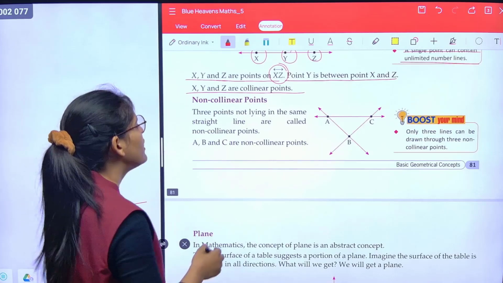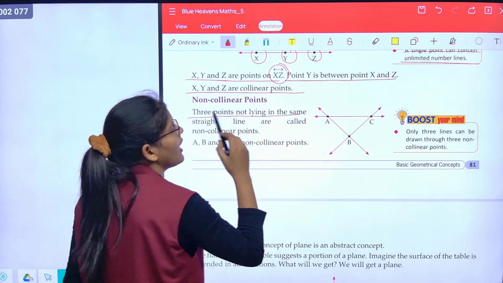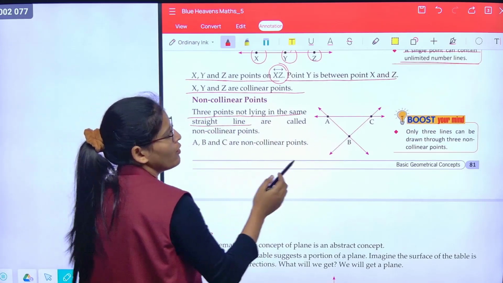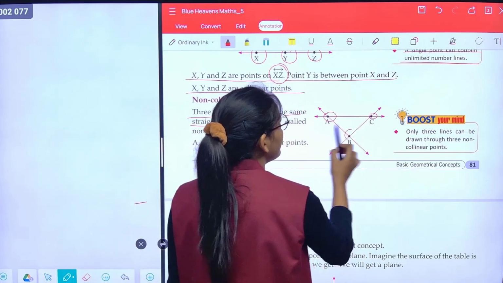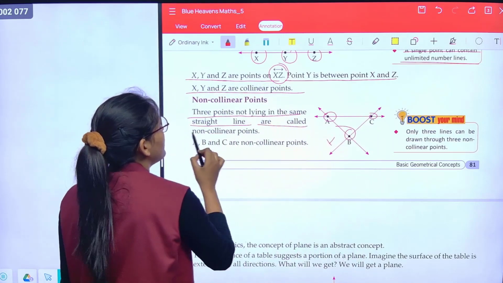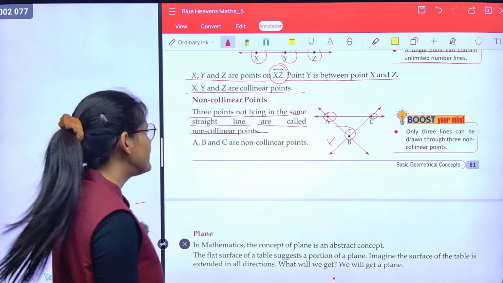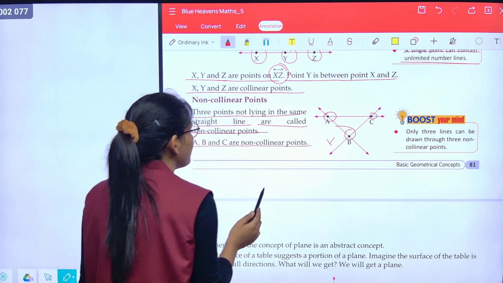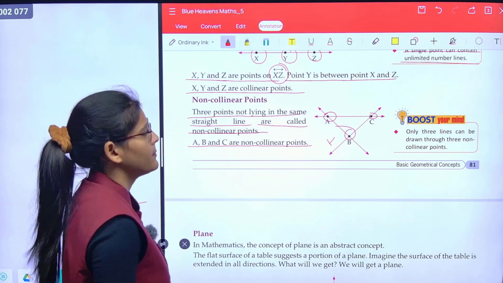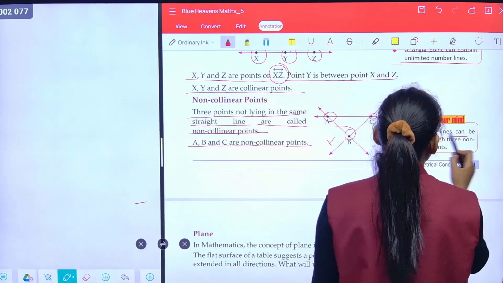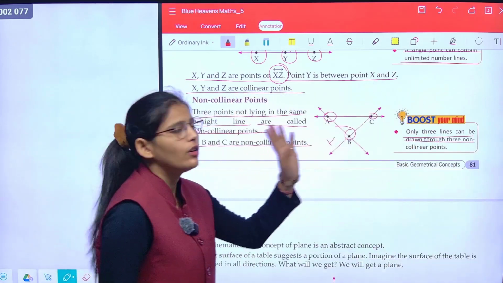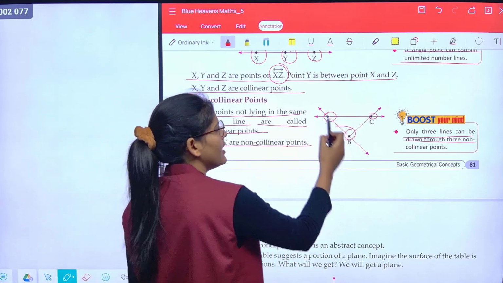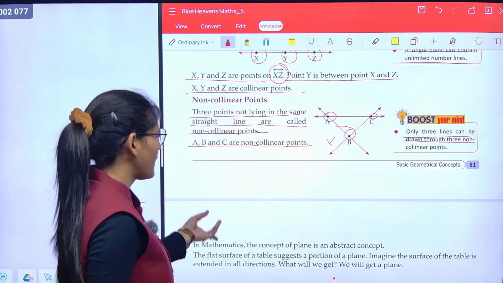Now class, non-collinear points: 3 points not lying on the same straight line are called non-collinear points. Understand? A, B and C are non-collinear points. Only 3 lines can be drawn through these non-collinear points. We can always draw only 3 lines.